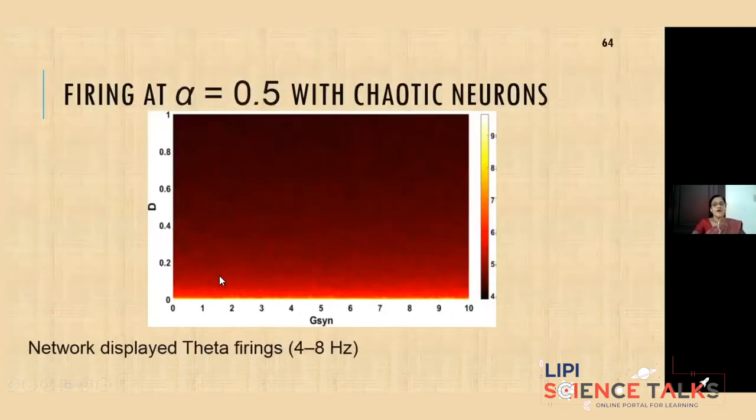Now, if all the neurons are made chaotic, alpha equal to 0.5 means the firing frequency is subsided to that of 4 to 8 hertz. That means the neural network will go to a sleep state, or a meditation state, a somewhat rather sleepy state.